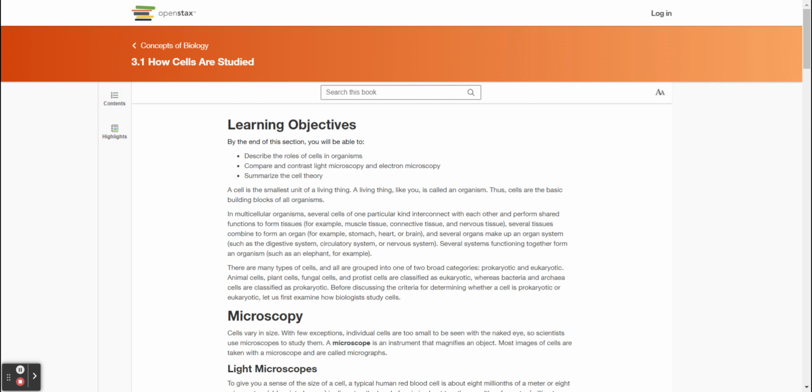A cell is the smallest unit of a living thing. A living thing, like you, is called an organism. Thus, cells are the most basic building blocks of all organisms. In multicellular organisms, several cells of one particular kind interconnect with each other and perform shared functions to form tissues. For example, muscle tissue, connective tissue, and nervous tissue.